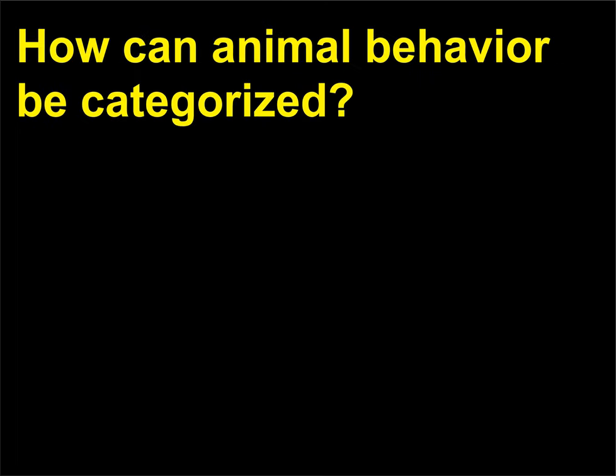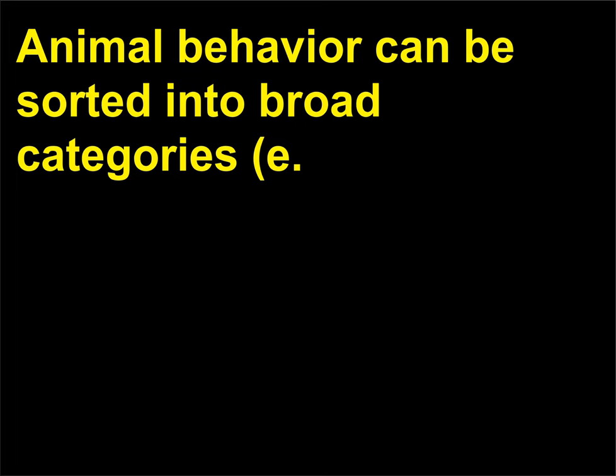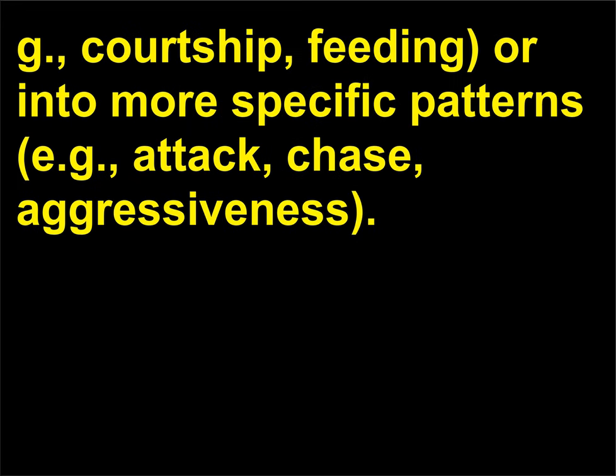How can animal behavior be categorized? Animal behavior can be sorted into broad categories, e.g., courtship, feeding, or into more specific patterns, e.g., attack, chase, aggressiveness.